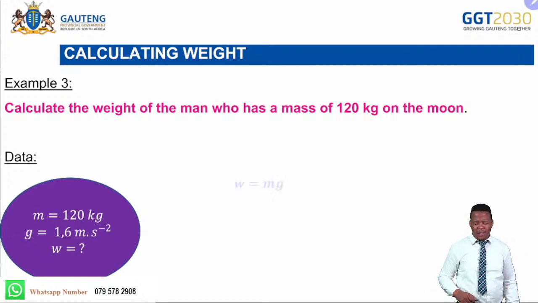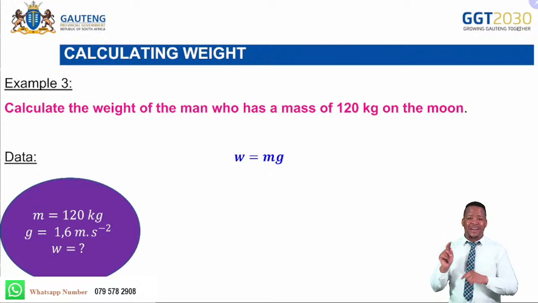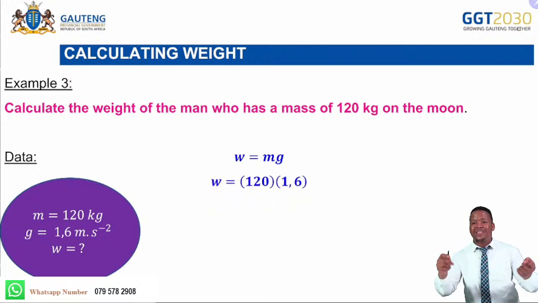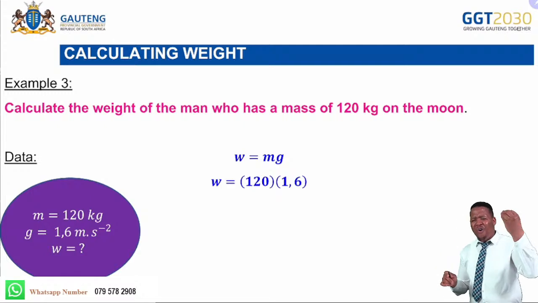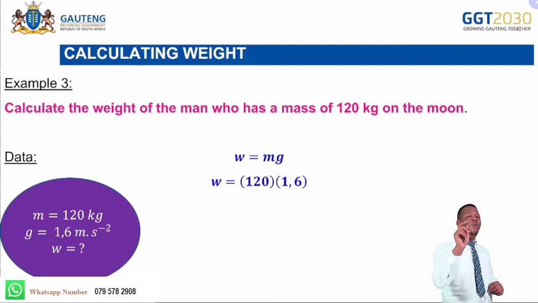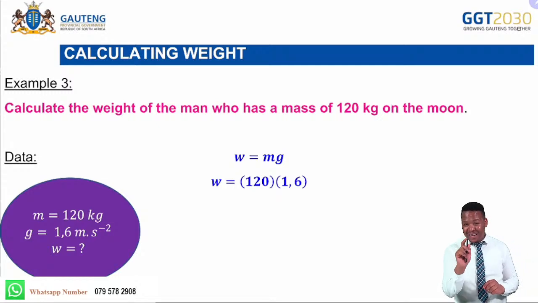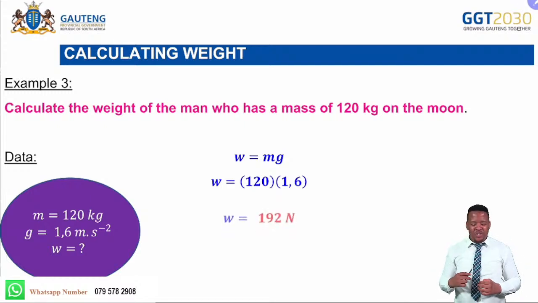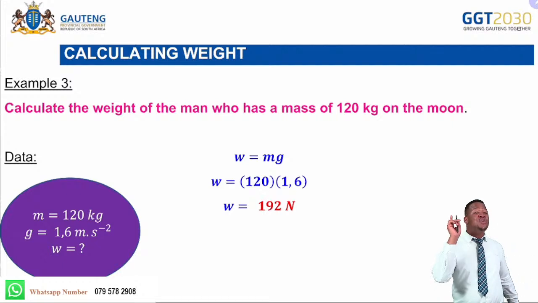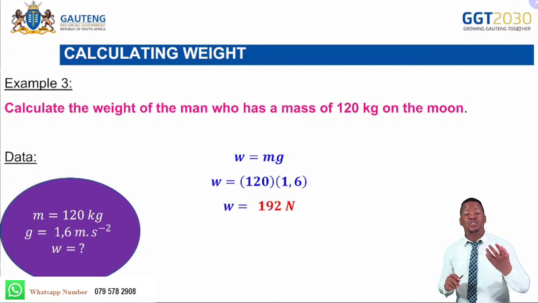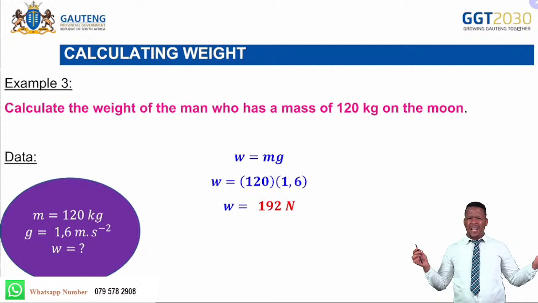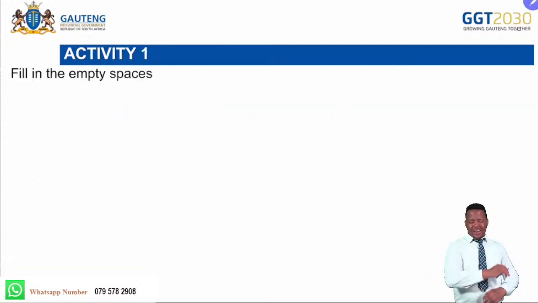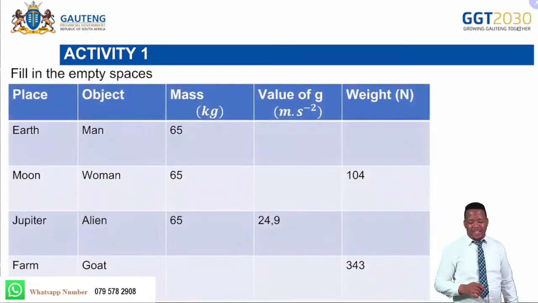Let's get that weight. Weight is equivalent to mass multiplied by gravity, where the mass of the man is 120 kilograms and the gravity on the moon is 1.6. So 120 multiplied by 1.6. Remember we said whenever you see brackets, you must multiply. 120 multiplied by 1.6 is equivalent to 192 newtons. So the weight of the man on the moon is 192 newtons. Are we good? That was nice, right? Okay, did you understand?